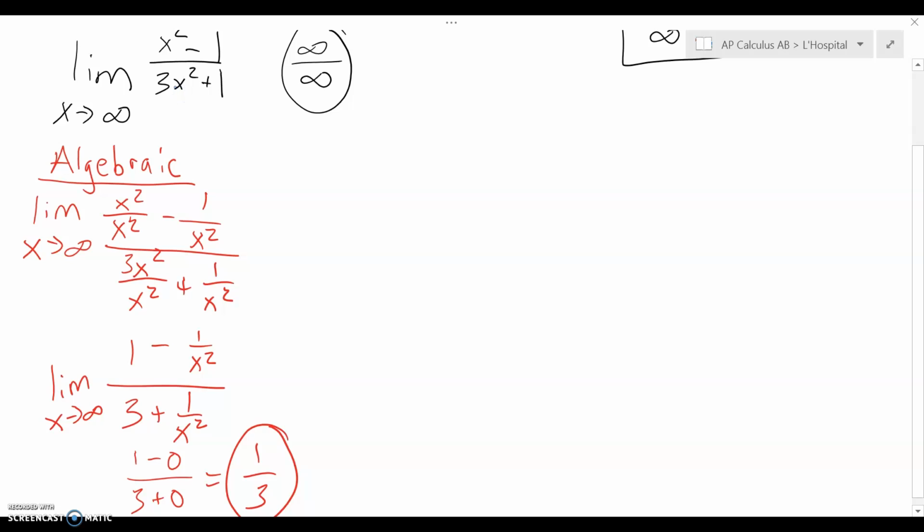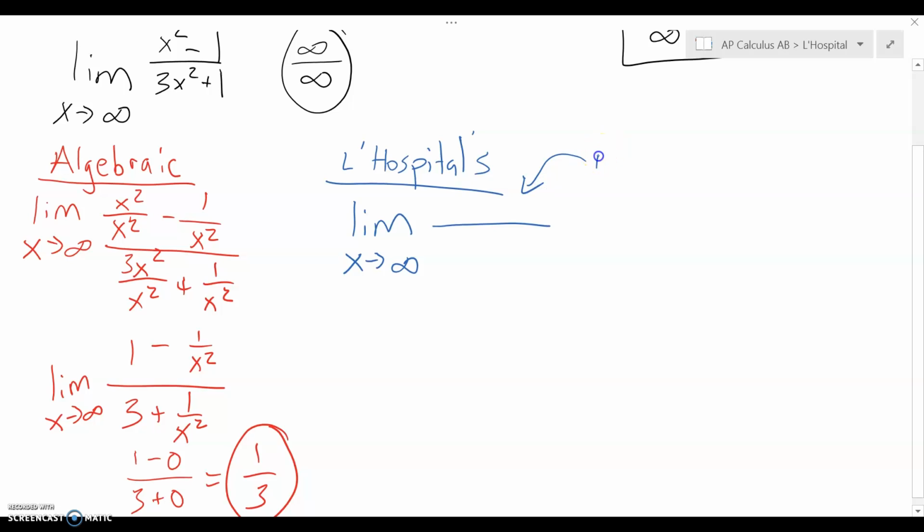L'Hopital's offers another way. L'Hopital says instead, take the derivative of the top and the derivative of the bottom separately, not the quotient rule. Just look at the derivative of the top and the derivative of the bottom, and compare the rates of change. The derivative on the top is 2x, the derivative on the bottom is 6x. If we were to put infinity into this, we'd still have infinity over infinity.